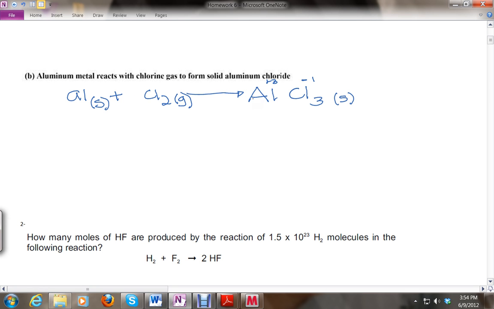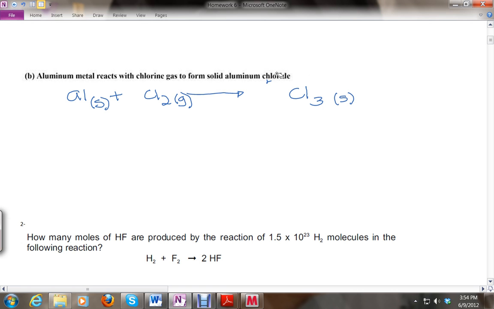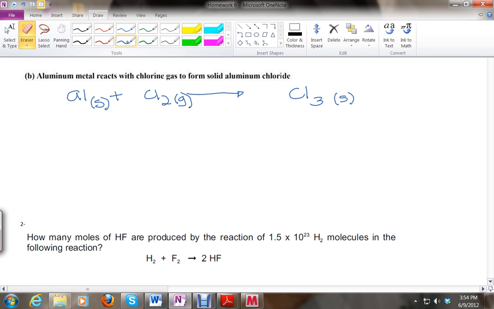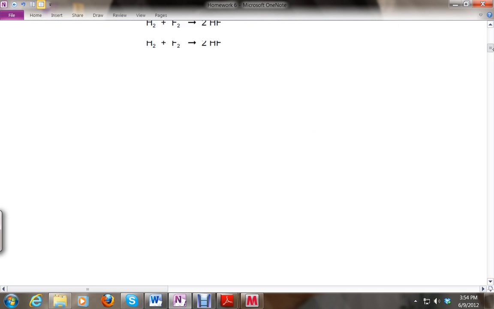So now let's balance it. Now we have aluminum chloride and we're going to balance it. Aluminum is balanced already. It's going to be 3 chlorine and 2 chlorine. So let's find a common denominator: 3 by 2 is 6, 2 by 3 is 6. And then we have to rebalance the aluminum again. And that's it. Next one.